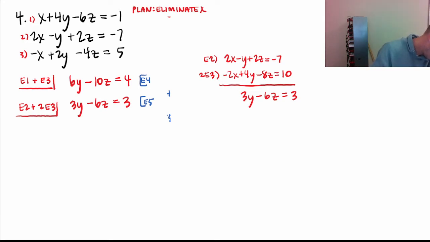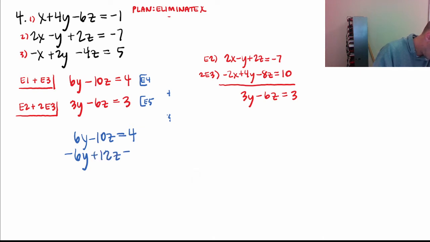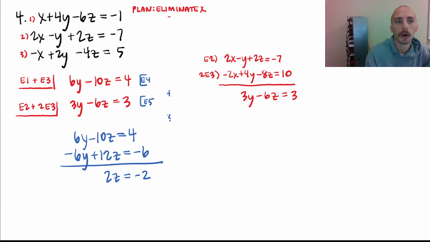Okay, we're going to say 6y minus 10z equals 4, and then I'm going to multiply everything in this bottom equation, equation 5, by negative 2. So I'll have negative 6y plus 12z equals negative 6. Multiply everything by negative 2. Yes, okay, and then I'm going to add these all together, and I'll have 0 y's plus 2 z's equaling negative 2. And now I've got it, right? I've got z equals negative 1, because 2 times negative 1 is negative 2.